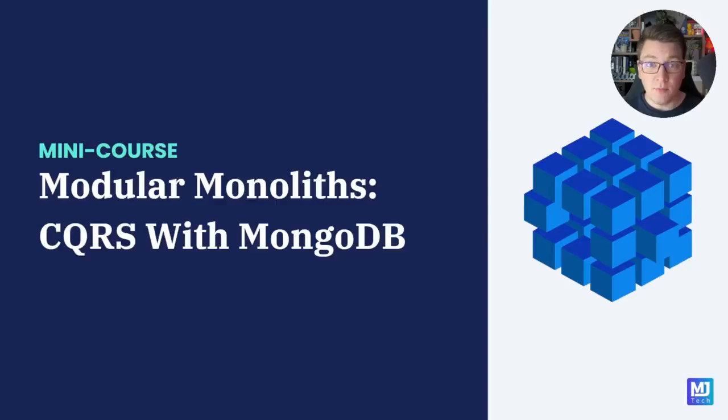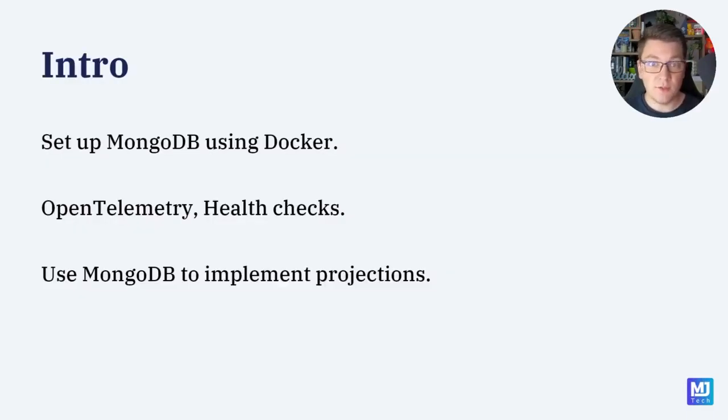Welcome to the practical part of this mini course where we are implementing CQRS with MongoDB inside of the modular monolith architecture. This is what we are going to cover inside of this lesson. We will start by setting up MongoDB using Docker inside of our existing Docker Compose setup. Then we're going to configure MongoDB with OpenTelemetry, and we're also going to add MongoDB health checks, and then we are going to use MongoDB on the read side of our CQRS setup.